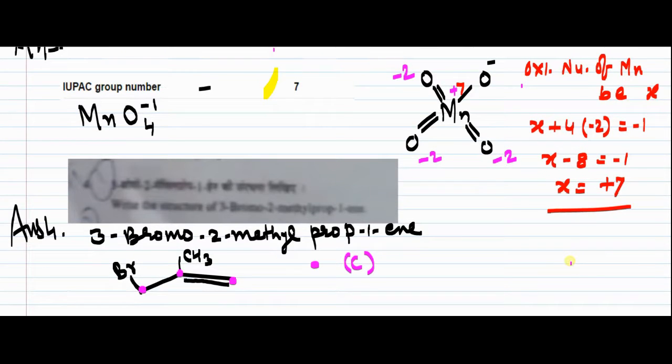Next question. 3-bromo 2-methyl propene. Structure of 3-bromo 2-methyl propene. So 3 carbons, 1 double bond, numbering 1, 2, 3 or 1, 2, 3.